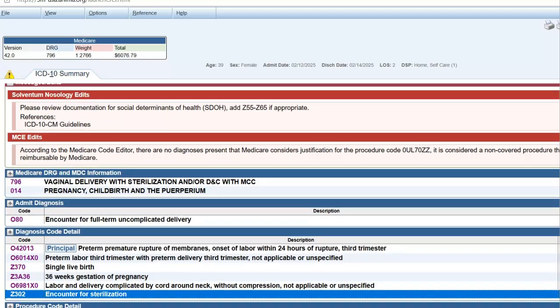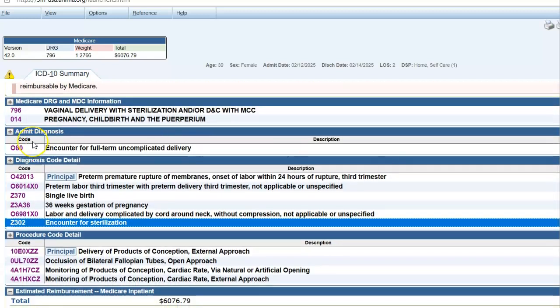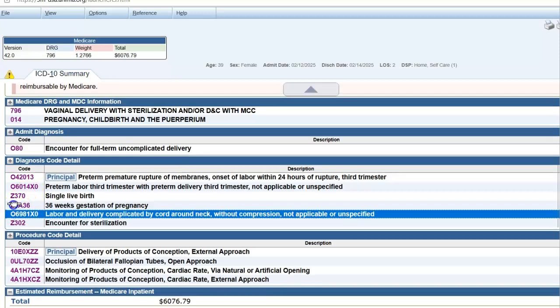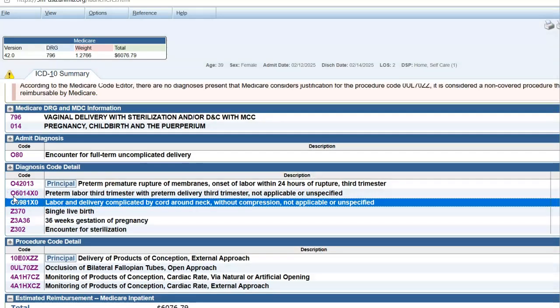Okay, let's look at our codes. So again, the admit diagnosis, I just put that as a placeholder. We could put 042.013 as the admit diagnosis as well, but our 3 diagnosis codes, I'm going to click and drag this one up, are the 042.013 for the premature rupture of membranes, the 060.140 for the premature delivery, because again, she was at 36 weeks. Then she had the nuchal cord around babe's neck. That's 069.81x0.